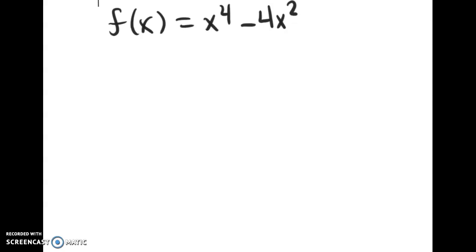So in this video, we're going to explore polynomial functions and their behavior when graphing them. In the previous video, we looked at what a polynomial function is, how to tell what the degree is, and what the leading coefficient is. We also looked at the end behavior. Don't want to forget that.